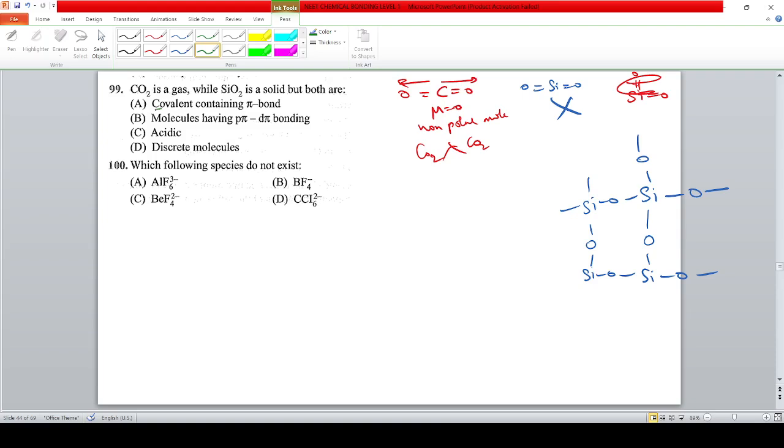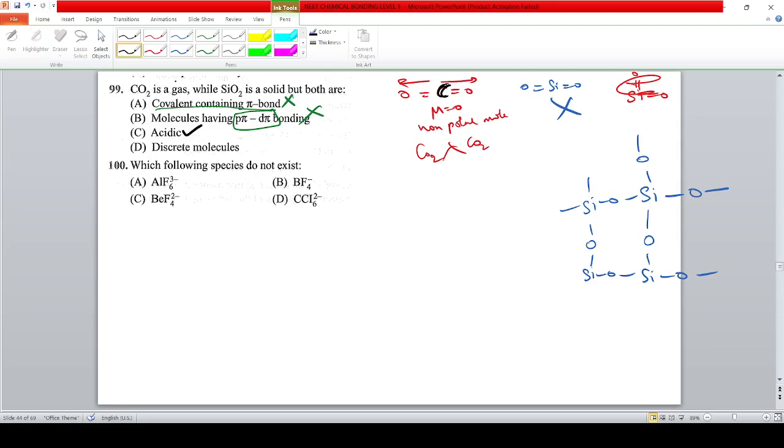Both are covalent molecules containing pi bond. No, there is no pi bond. There is only sigma bond. I just told you there is sigma bond. Both are acidic. Yeah, this statement is correct because non-metal oxides are acidic. You know that very well, right? Carbon, silicon, both form acidic oxides. So both are acidic in nature.